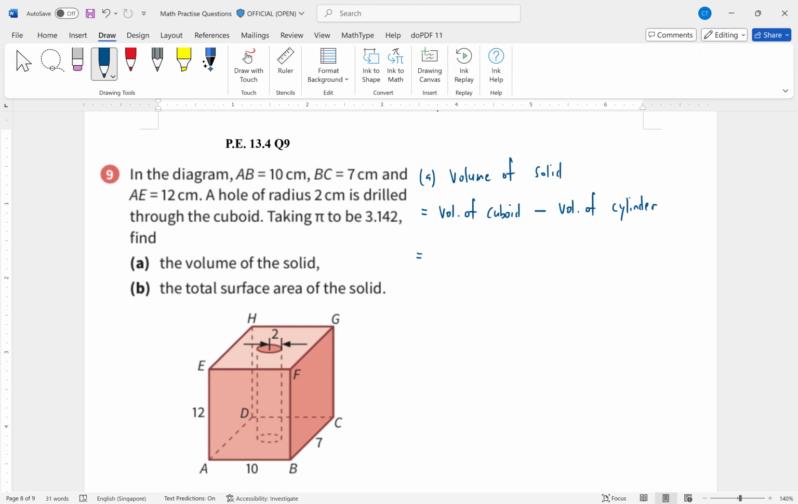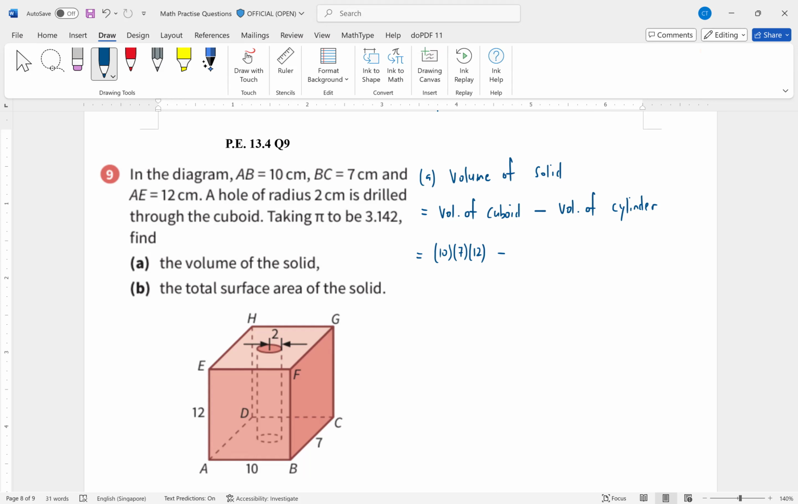Right, so the volume of a cuboid we all know very well is just length times breadth times height. So in this case, it's just 10 times 7 times the height 12. So 10 times 7 times 12, that's the volume of the cuboid. Next we need to minus away the volume of this thin cylinder at the center.